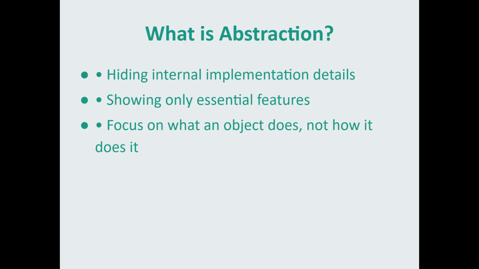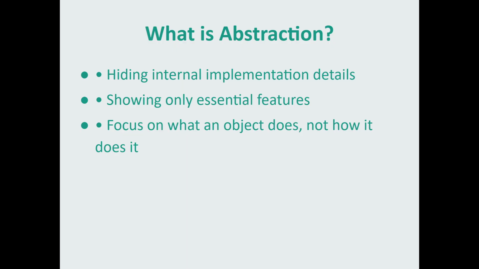So, what exactly is abstraction? In simple terms, abstraction is the process of hiding unnecessary details and showing only the relevant features of an object. It's like using a device or machine without needing to know how it works internally.